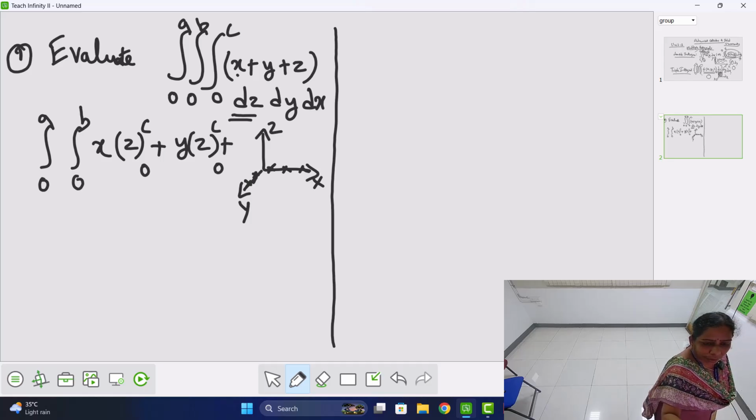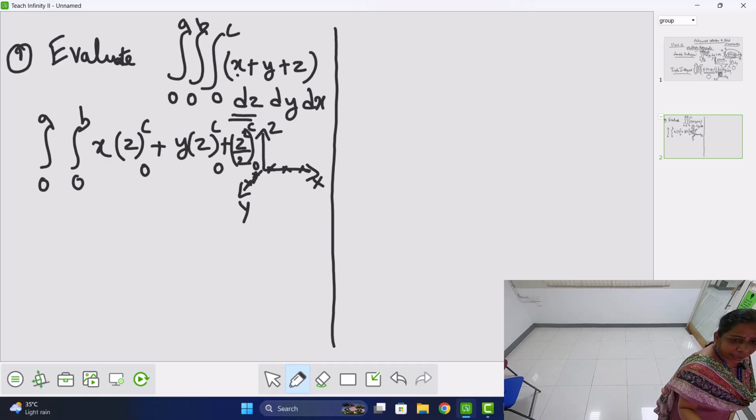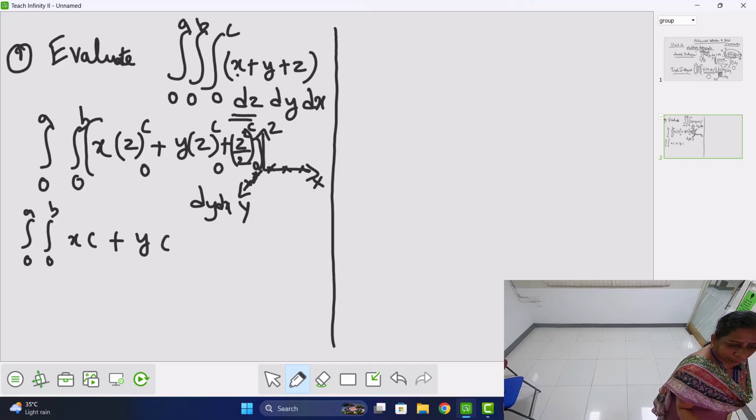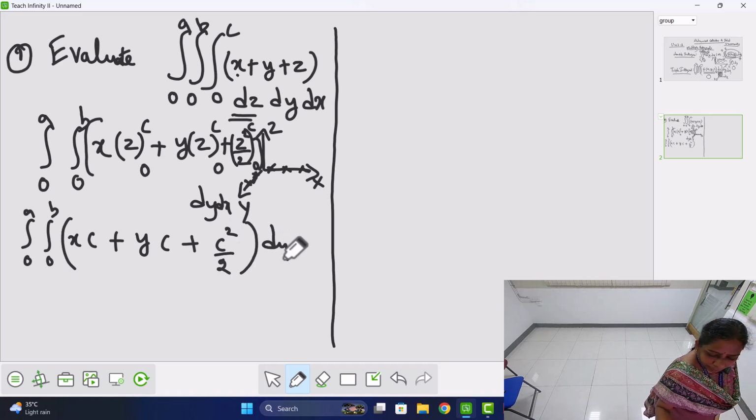So what is the integration of z? Actually, z is the variable here, so obviously I have to integrate that. So I'll get z squared by 2. So limit is 0 to c, right? So whole thing into the outermost two axes available here, dy, dx. Okay, so close the bracket. Now we shall supply the upper limit and lower limit here. So 0 to a, 0 to b, xc plus yc plus z square, so c squared by 2. So whole thing into dy dx.